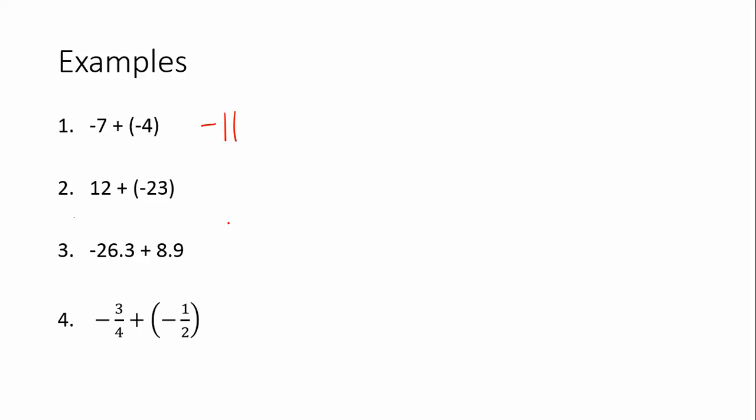Number 2, we have 12 plus -23. These numbers have different signs, so we will subtract the two numbers. 23 minus 12 is 9. And now we have to look at which number is larger, 12 or 23. When we're comparing the two numbers, don't look at the negative in front of the 23, just think of the number 23 on its own. So 23 is bigger than 12.